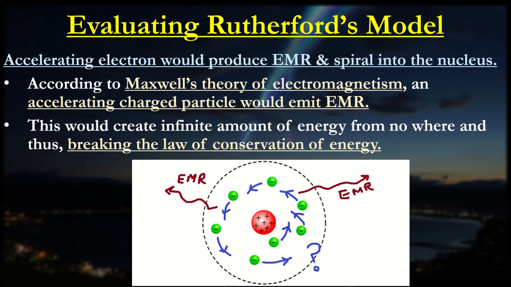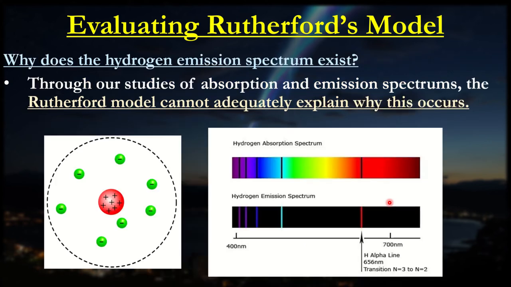We've already talked about the emission of electromagnetic radiation. According to Maxwell, a circular moving electric charge is accelerating, so it should emit electromagnetic radiation. That would break the law of conservation of energy, because the electrons would be producing infinite amounts of energy from nowhere. As we said, with hydrogen spectra, this particular model doesn't give us a reasoning of how these form.